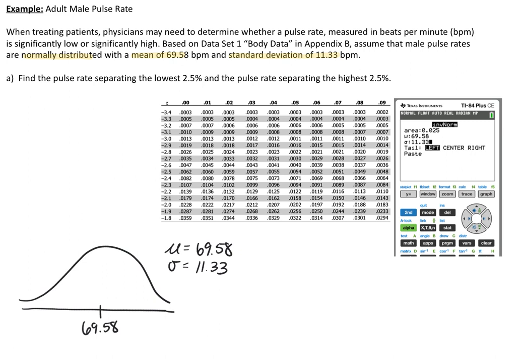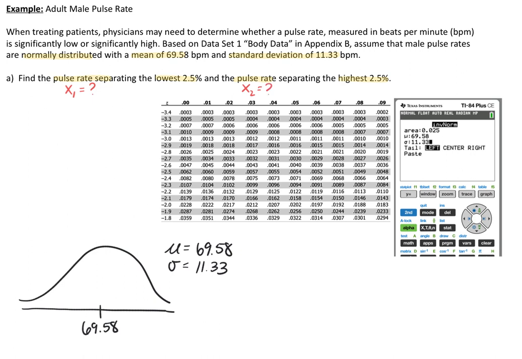Okay, question A says, find the pulse rate separating the lowest 2.5% and then find the pulse rate separating the highest 2.5%. So our goal is to ultimately find the pulse rate. I'm going to call the pulse rate that separates the lowest 2.5% x sub 1. Right now we don't know what that pulse rate is, but we're going to find it. And the pulse rate that separates the top 2.5%, let's call that x sub 2. Again, we don't know what that is yet, but we're going to find it.